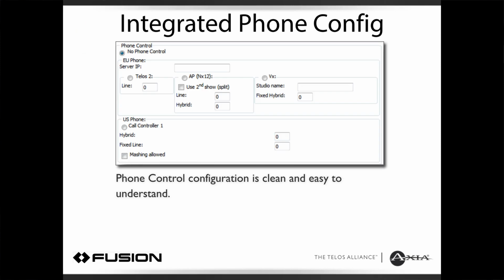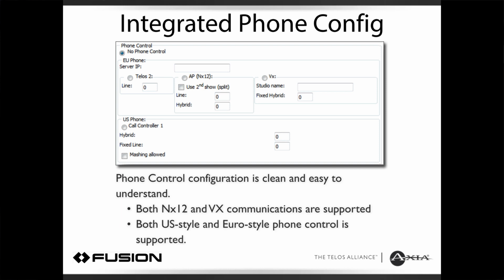It's also much easier in the Fusion console to set up the integrated phone config. It's easy and clean to understand. It supports both NX12 and VX style communications. And get this, it supports both US style and Euro style phone control. So it makes it easy to set this up no matter where in the world you are and what kind of telephone system you like, whether it's one line per hybrid and one hybrid per fader, or multiple lines per hybrid and then one hybrid per fader. So you get your choice there.